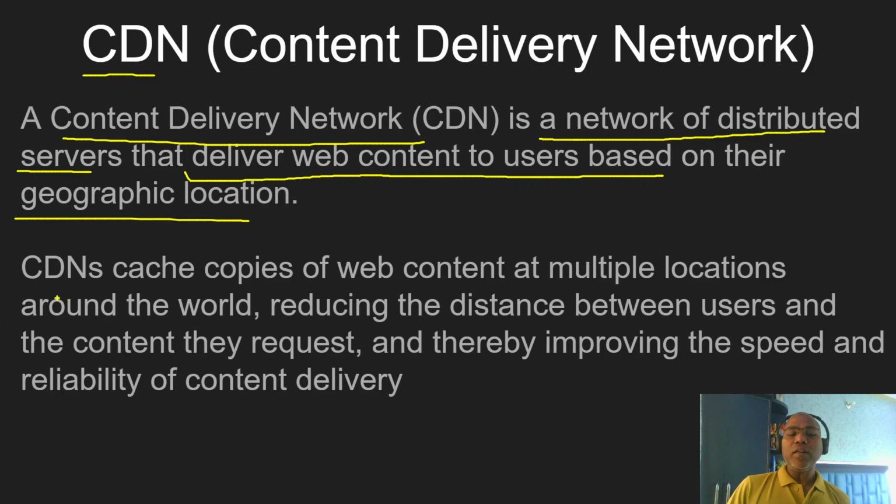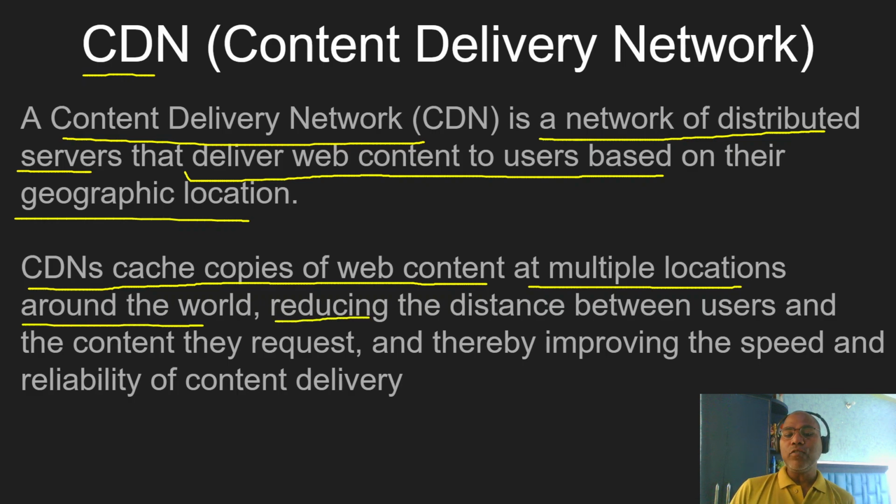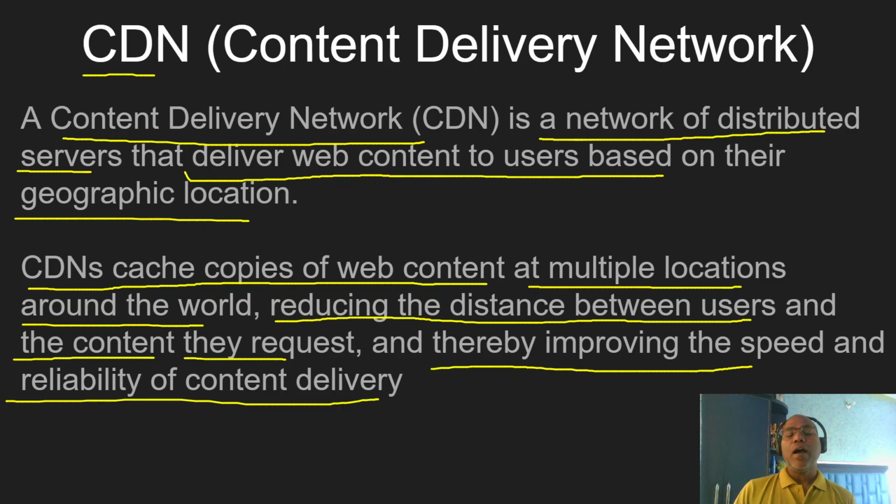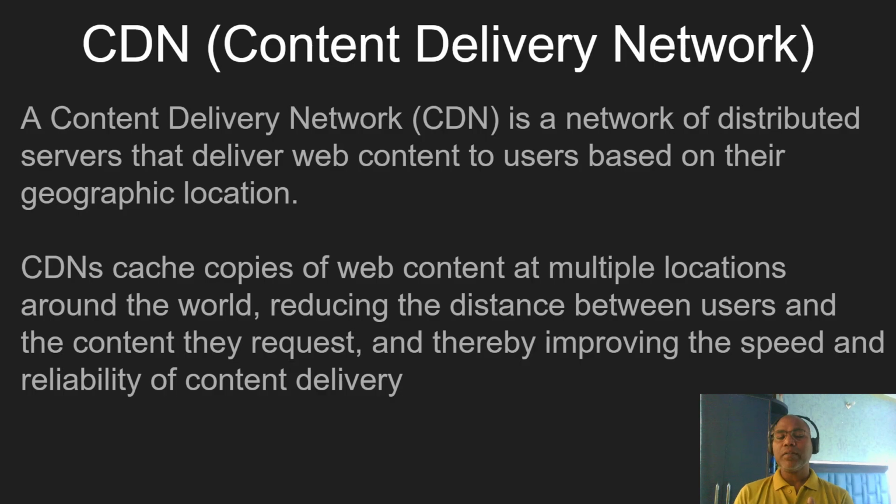So what does a CDN do? A CDN caches copies of web content at multiple locations around the world and reduces the distance between the users and the content they request, thereby improving the speed and reliability of content delivery. So the objective here is that whatever content the customer wants to access, our CDN provides it from the nearest location. This is the basic simple rule so that our network latency can be minimized.